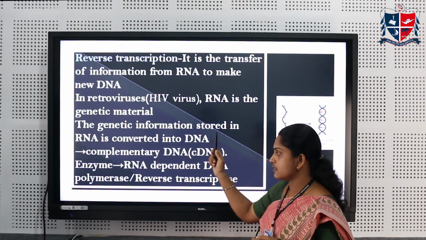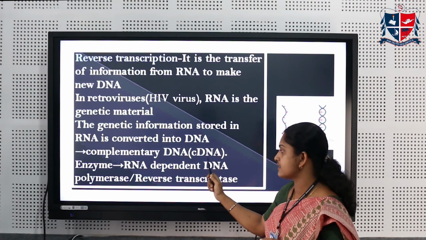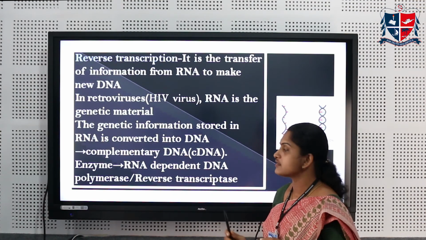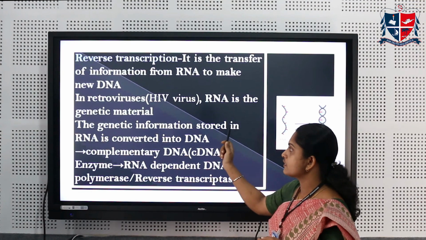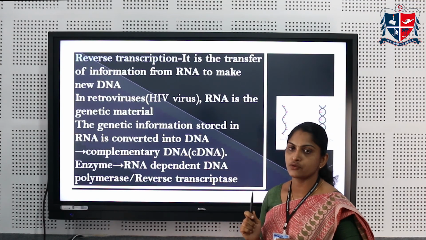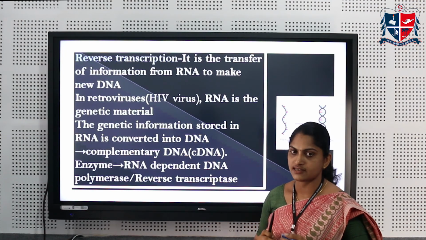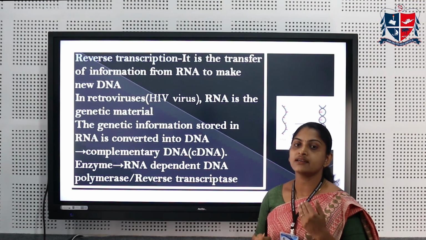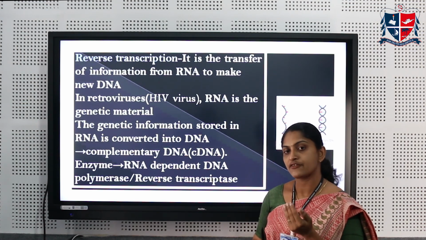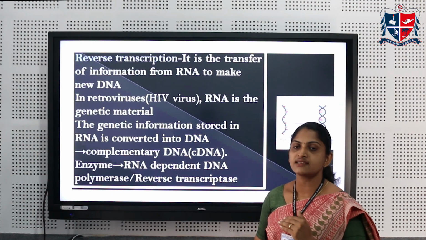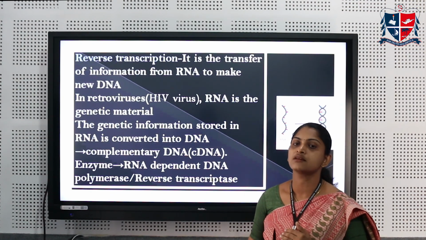And this process is initiated with the help of the enzyme RNA-dependent DNA polymerase. It's also known as reverse transcriptase. So we can conclude that the central dogma includes both transcription and translation. That is, the flow of information is unidirectional from DNA, then to RNA, and from there to protein. So the ultimate product of DNA expression is protein.